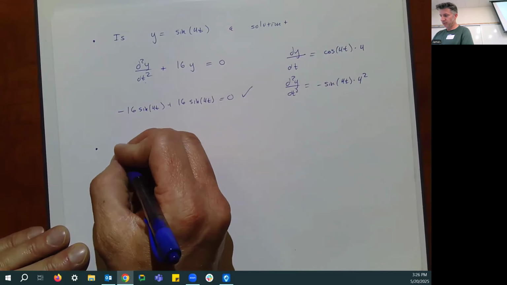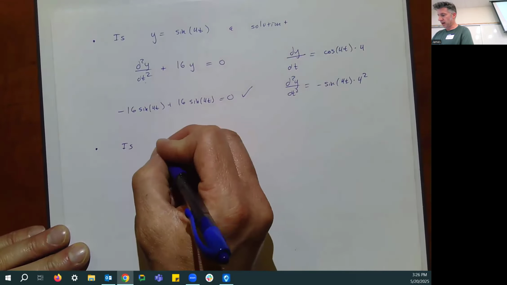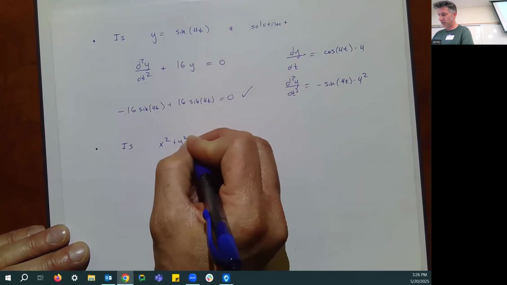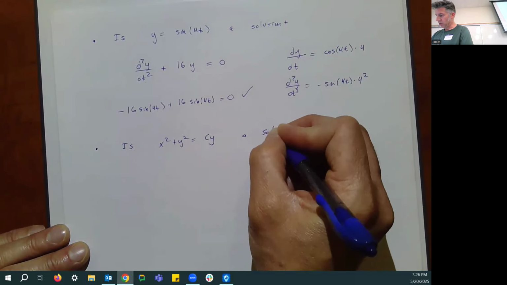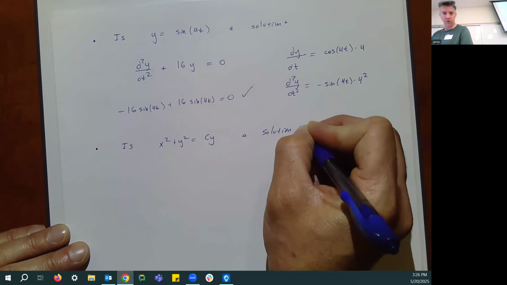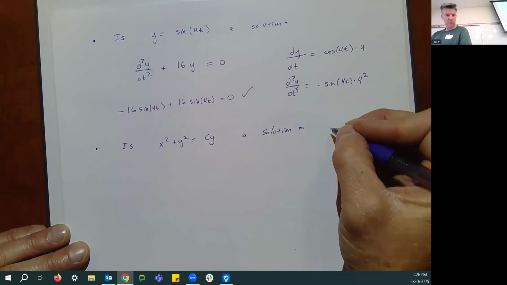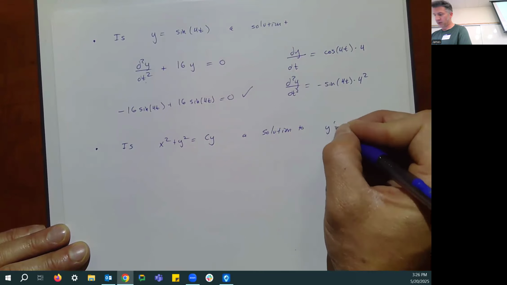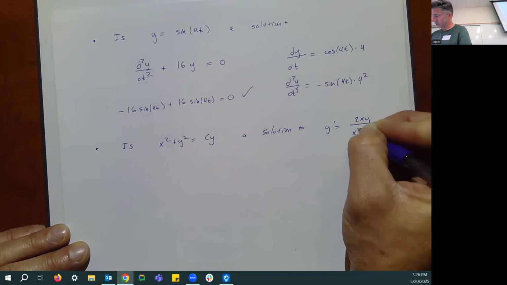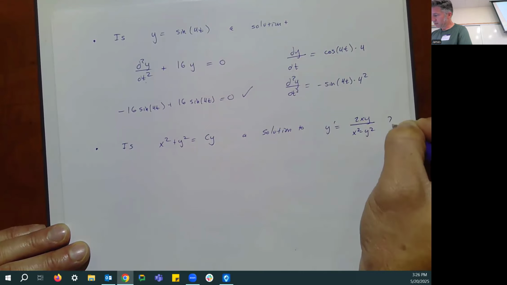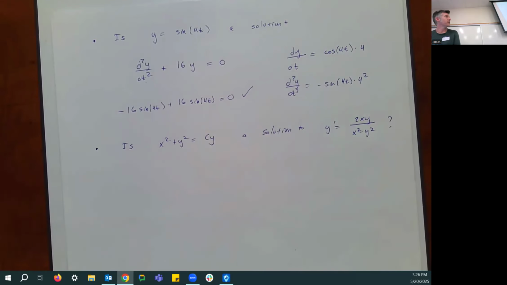So, is x squared plus y squared equal to c times y a solution to y prime equal to 2xy over x squared minus y squared? This one's a little bit funkier.